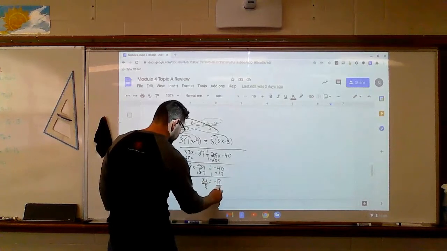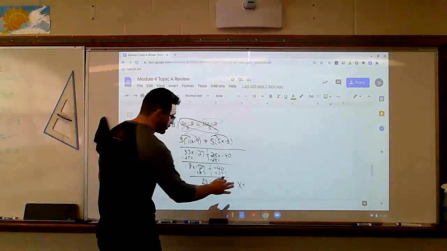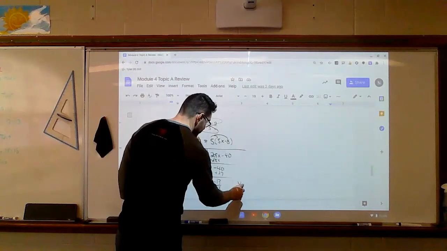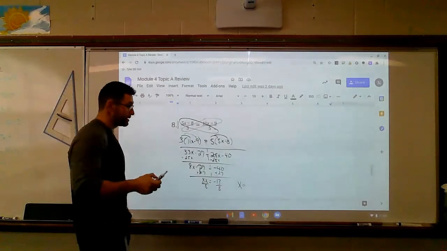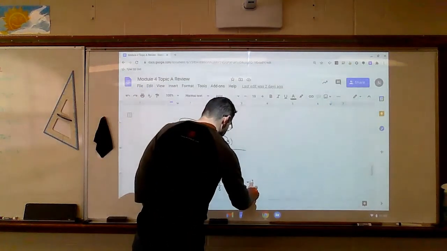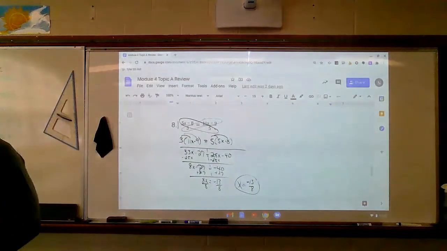Divide by 8. X equals, and it will give you a decimal. If you're in my class, I don't want a decimal. I don't know what Miss Blair wants, but I don't want a decimal. So once you get that decimal in your calculator, press second table and enter, and we cannot simplify it, so it leaves me with -13/8.